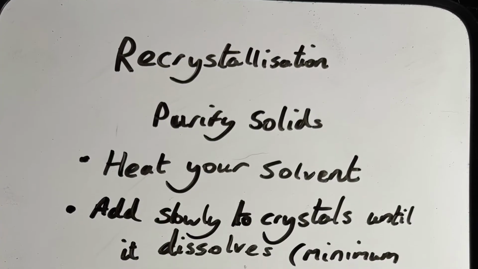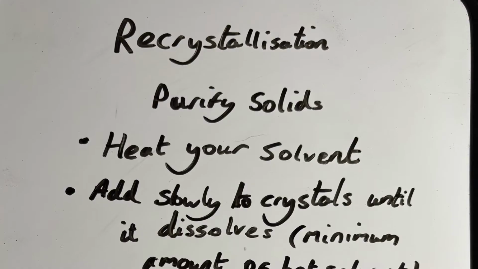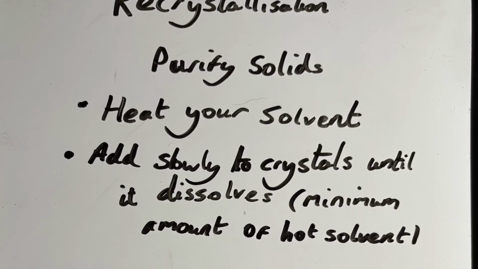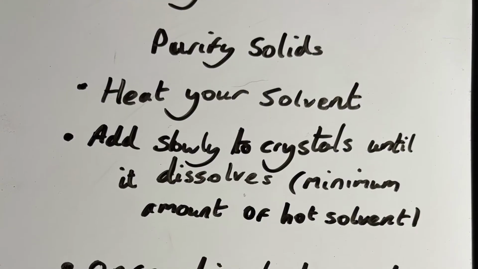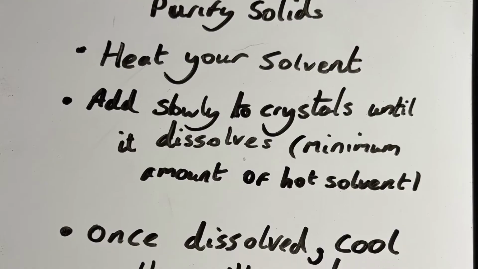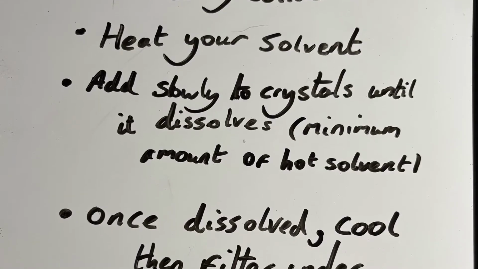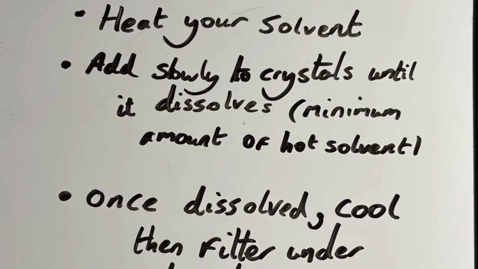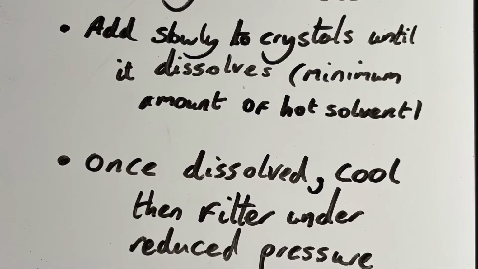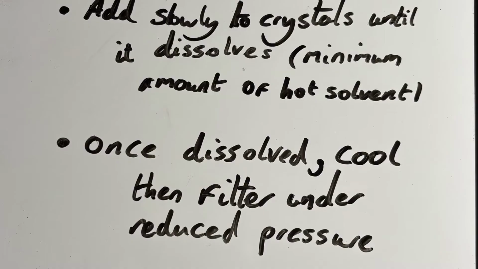Another practical technique is recrystallization, and you use this to purify solids. So you heat your solvent, could be ethanol, could be water, and you slowly add it to the crystals until they dissolve, and we call that the minimum amount of hot solvent. Once everything's dissolved, you cool it, and then you filter it under reduced pressure again, and you should get a pure product.